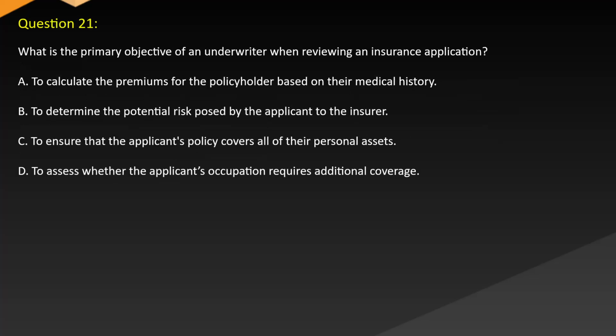Question 21. What is the primary objective of an underwriter when reviewing an insurance application? A. To calculate the premiums for the policyholder based on their medical history. B. To determine the potential risk posed by the applicant to the insurer. C. To ensure that the applicant's policy covers all of their personal assets. D. To assess whether the applicant's occupation requires additional coverage.